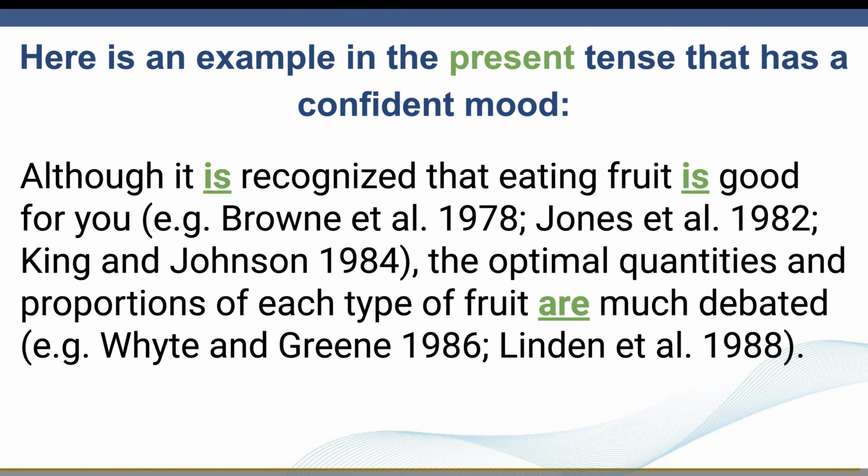Here is an example in the present tense that has a confident mood. Although it is recognized that eating fruit is good for you, the optimal quantities and proportions of each type of fruit are much debated. Because the present tense is used in this example, the author's mood is confident. The author is confident that prior research has proven that fruit is healthy. Having a confident mood like this is preferred in academic writing.